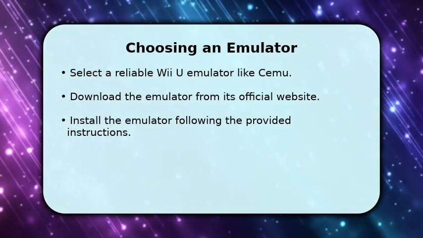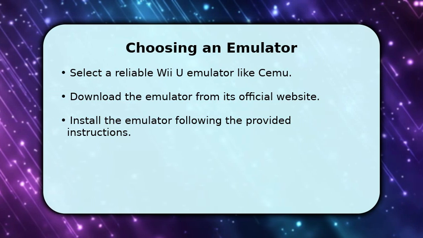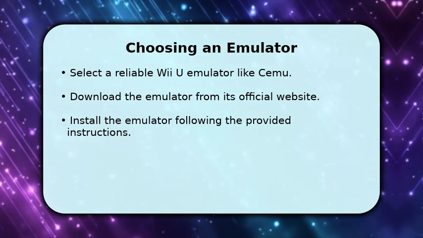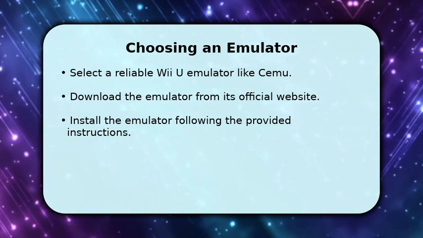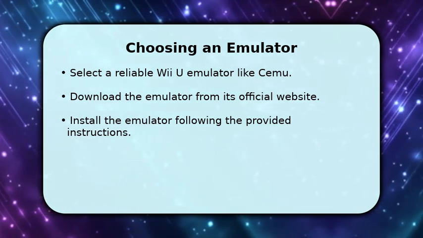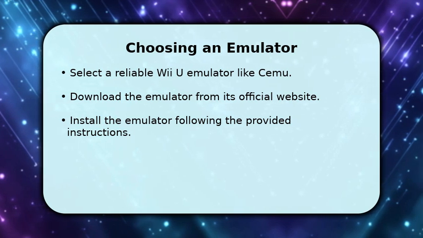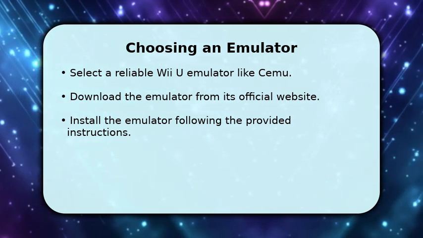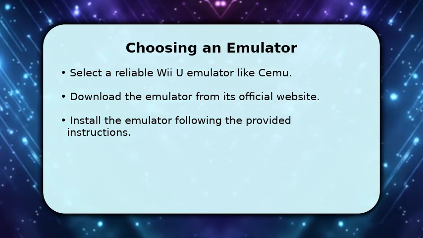To begin, you'll need to choose a suitable Wii U emulator. Cemu is a popular and well-regarded option for playing Wii U titles on PC. Always download the emulator software directly from its official website to ensure you get the legitimate and most up-to-date version. After downloading, follow the installation wizard carefully to set up the program on your computer.